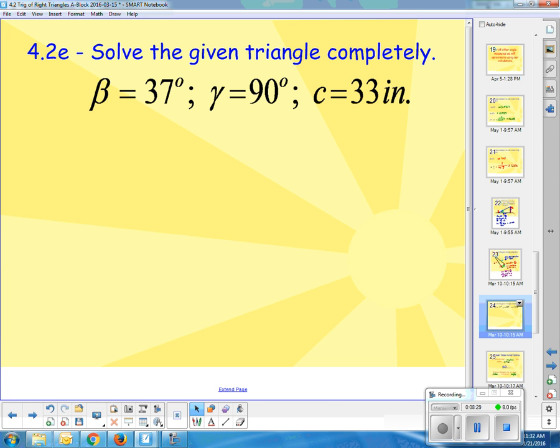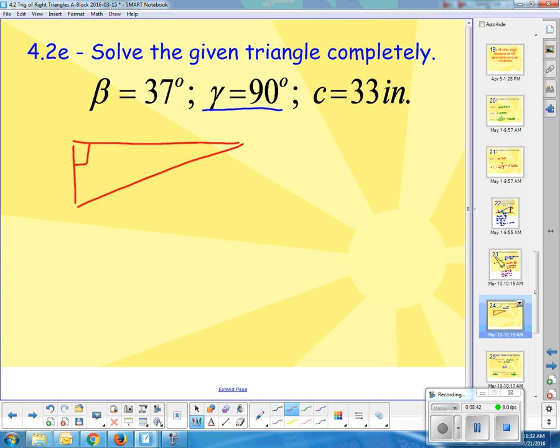In this particular case, I still see my gamma being 90 degrees. We're still using right triangle trigonometry to solve these problems. So draw some right triangle. That'll be my gamma of 90 degrees. Common notation is that side C is going to be opposite my gamma. So that means I put my 33 right here. And my beta of 37 degrees, it doesn't really matter whether I put it in this angle or over here in this angle. I just have to choose one. I'm going to choose to put it here.